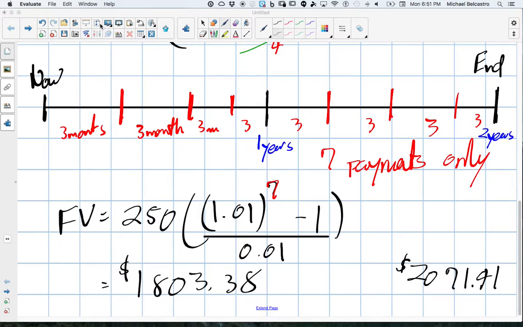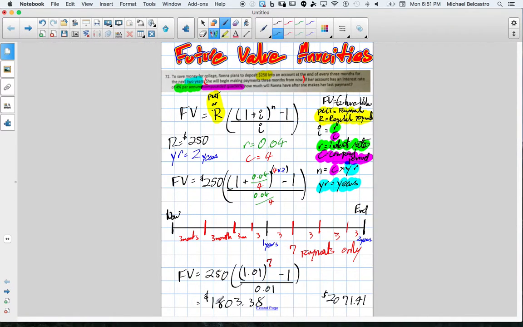For what this question is asking, our answer is they'll have $1,803. Is that what they're asking? After she makes her last payment, $1,803, because she doesn't make that very first payment. Otherwise, the answer would have been this one here. Okay? This one is a little more tricky of a question.